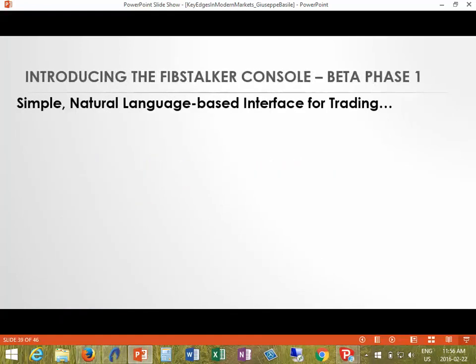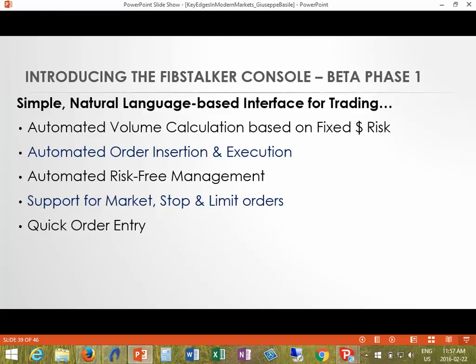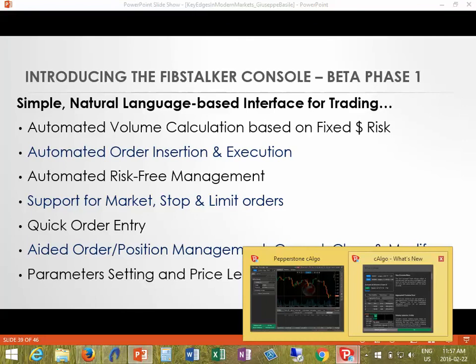At this point, I want to make a quick demo of this little guy I have here. I created a simple natural language-based interface for trading with automated volume calculation based on a fixed percentage of risk, which is calculated for you based on your account. Automated order insertion and execution, of course, because we want that. Automated risk-free management, very, very important, right? Because we want that to be included in our trading. And then there are a number of other things there.